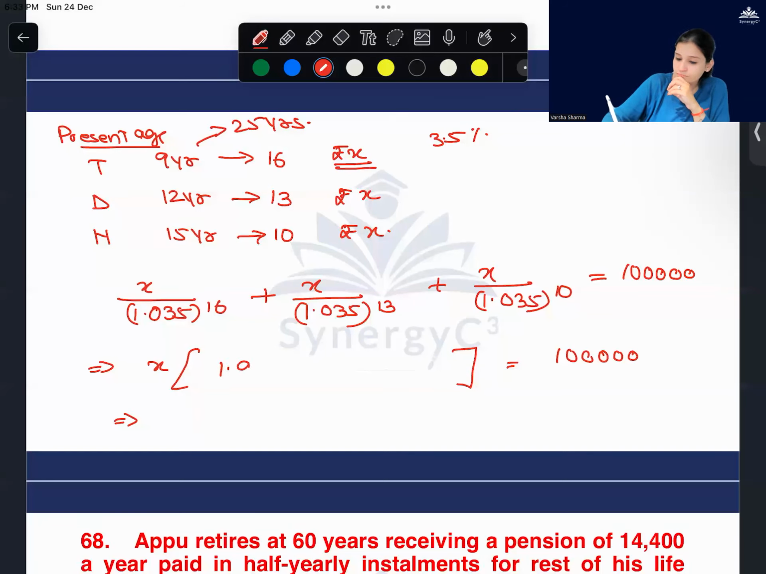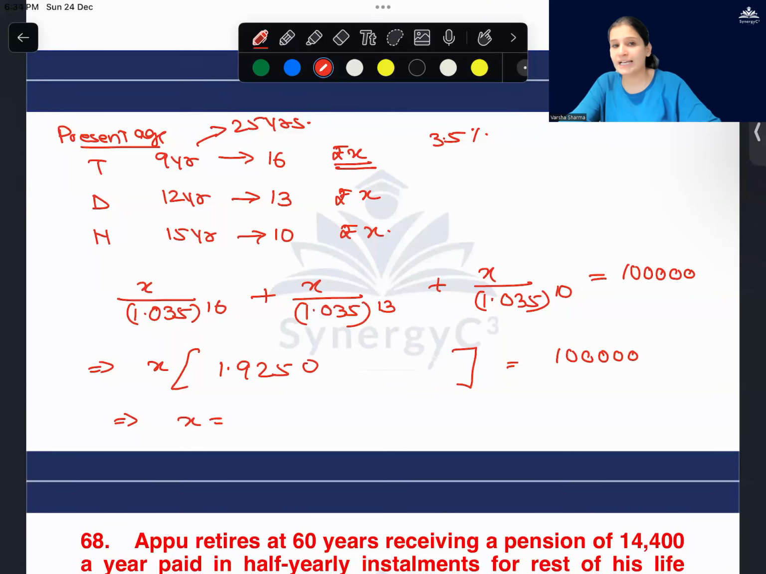1.925. Now take it to 1 lakh. All the sum, all the three when added together: 1 divided by 1.035, 16 times, then 13 times, and then 10 times. If you add all of them up, I think I am getting 1.9256.